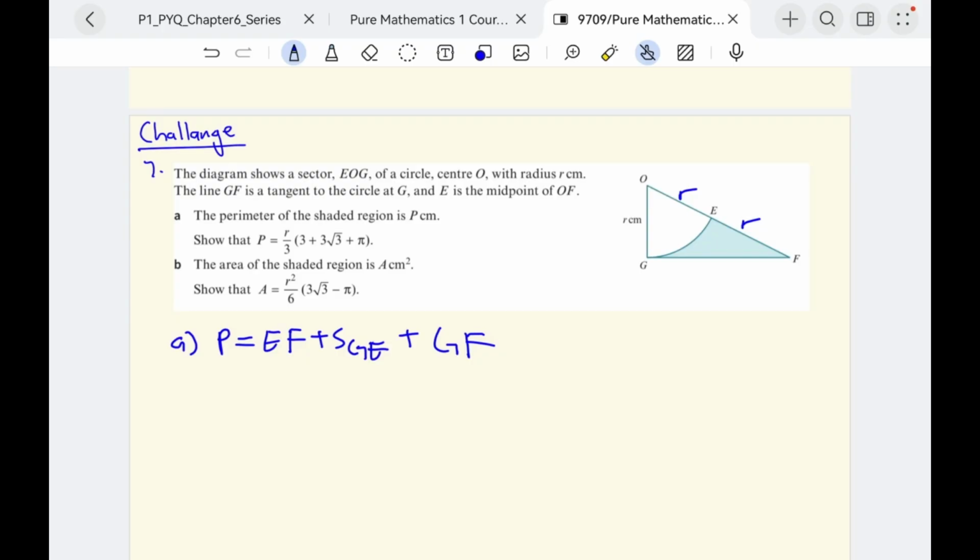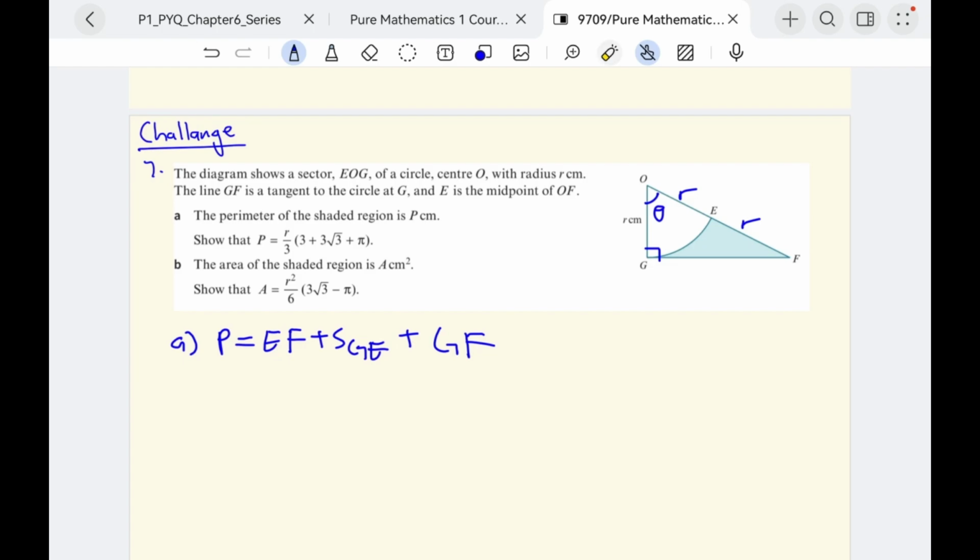Before you find the arc length of GE, what is the essential part that you need to find? The angle. You will notice that it does not give you an angle in radians, so we have to find it out by ourselves. Since this is 90 degrees, there is a right-angled triangle OGF here, following the properties from the question. So label this angle as theta.